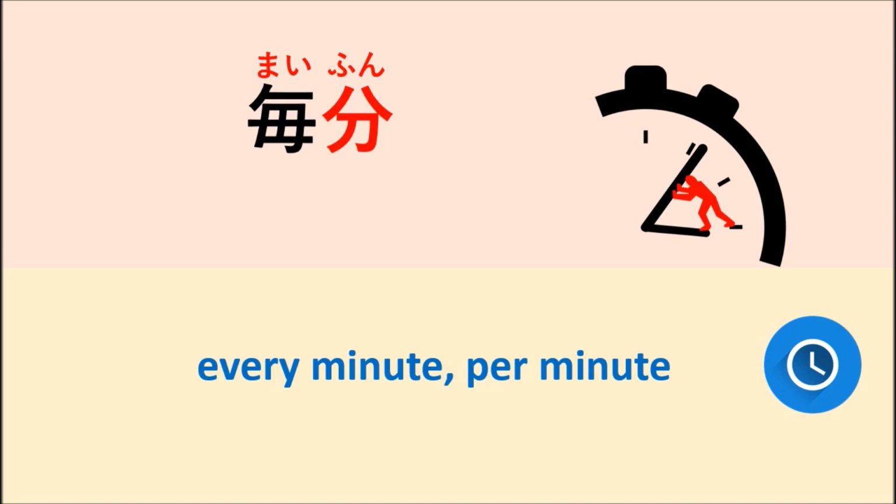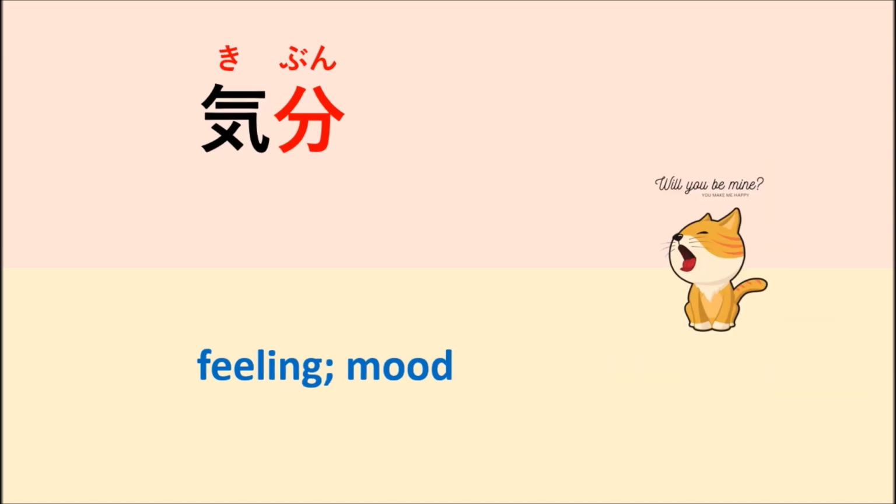気分 means feeling or mood. For example, you can use this word to create a sentence like 今日は気分が悪いです。Which means I'm feeling bad today. I'm not feeling very well today. 気分が悪いです。今日の気分はどうですか？ How is the feeling today, or how is the mood today?